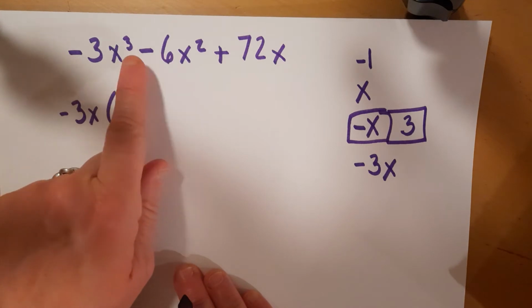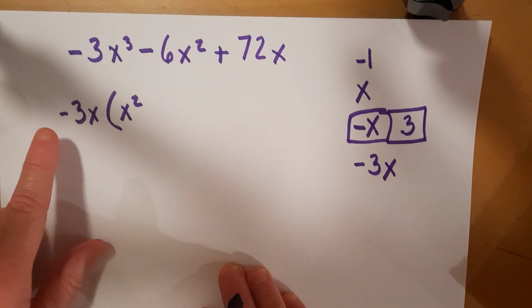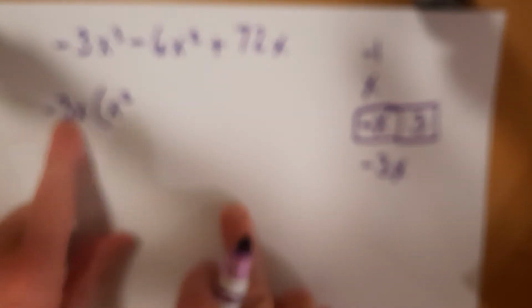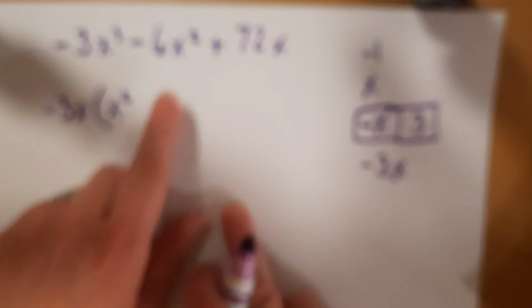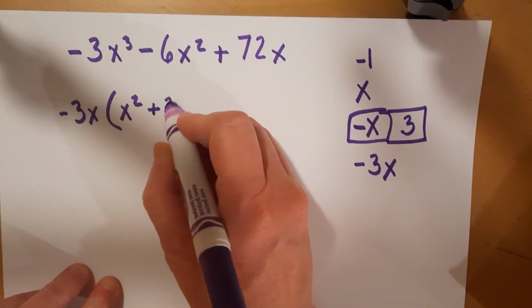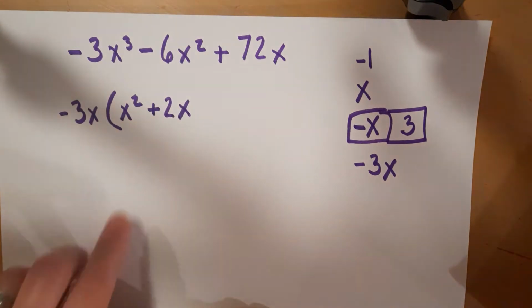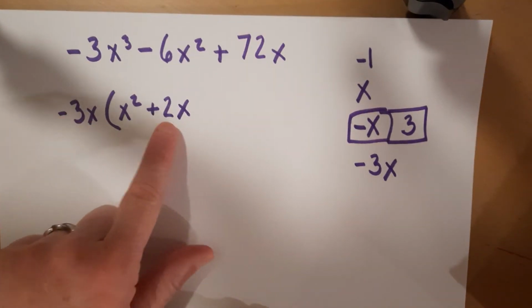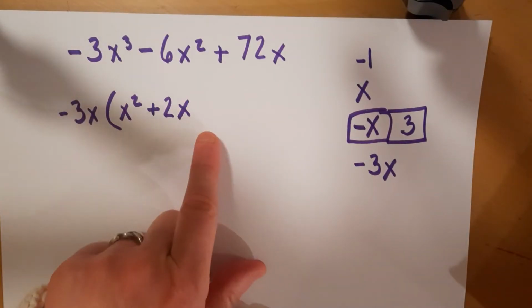Now we look at this term, negative 6x squared. We need to factor out negative 3x. So what multiplied by negative 3x gives us negative 6x squared? It's a positive 2x, because 2x times negative 3x equals negative 6x squared, which is what we were looking for.